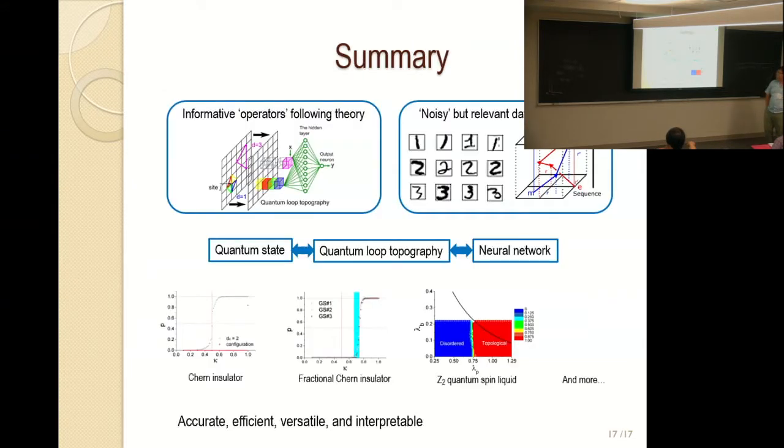Any questions? Right. So, it always confuses me. If you train your system on a square lattice and you try it on a different lattice, does it work? Does the machine still work?